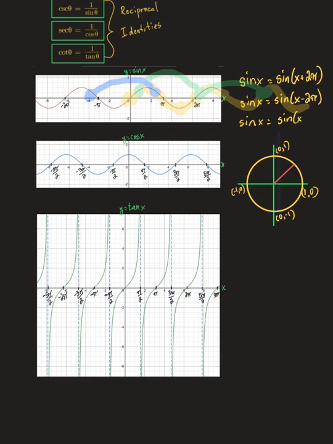You can add 4 pi. You could add 6 pi. You could add 8 pi. All right, so this is actually another identity that we can use.